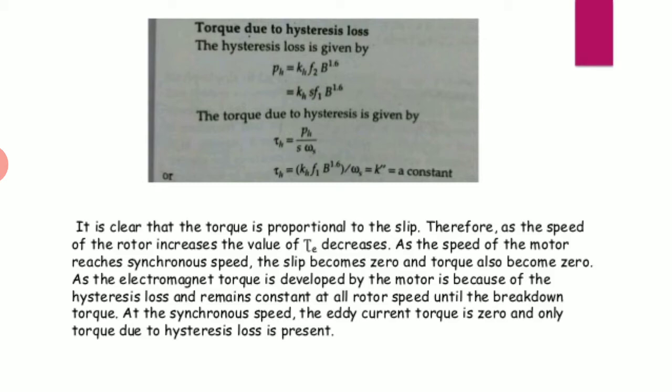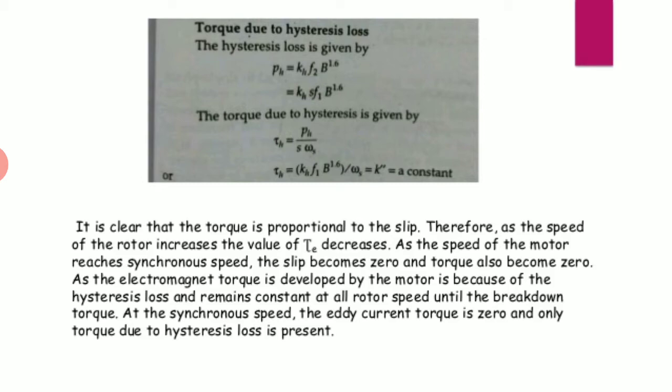The torque due to the hysteresis loss is given by torque equal to Ph, that is the hysteresis loss, divided by s into omega s. Hence it is clear that the torque is proportional to the slip. So as the speed of the rotor increases, the torque produced by the motor decreases.